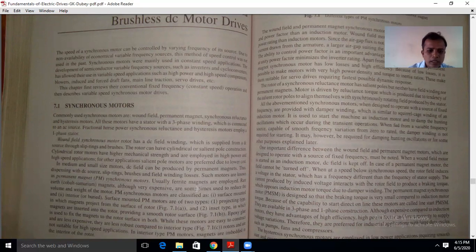Now, coming to the permanent magnet synchronous motor, PMSM. In the permanent magnet synchronous motor, usually ferrite magnets are employed. The rotor is a permanent magnet. These are used for low and medium power applications. In this case, the field windings are absent.